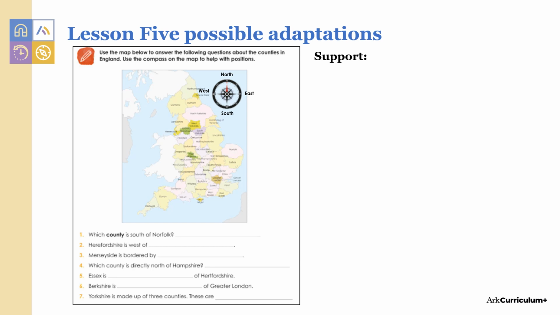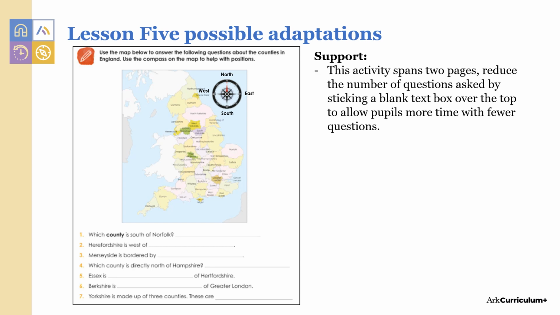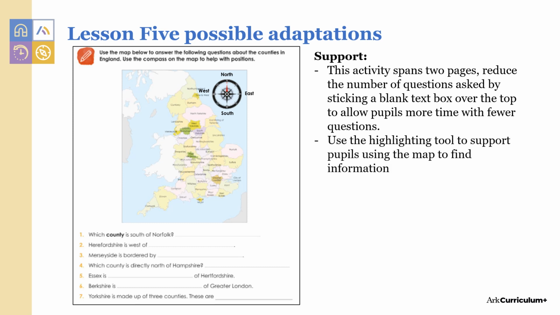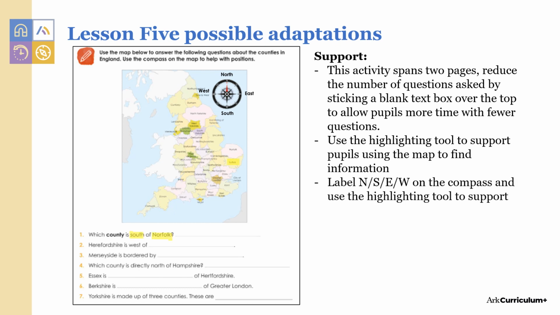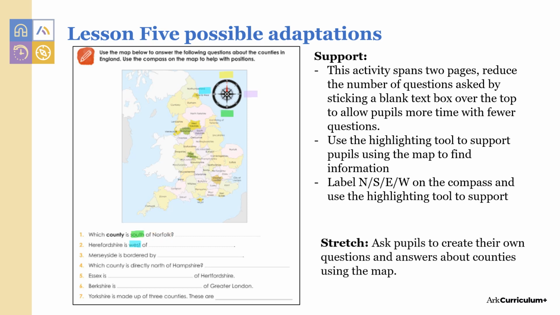For this activity, pupils need to use the map to answer the questions about the counties in England. They should use the map compass to help. This activity spans 2 pages. Reduce the number of questions asked by sticking a blank text box over the top to allow pupils more time with fewer questions. Use the highlighting tool to support pupils using the map to find information. Label north, south, east and west on the compass and use the highlighting tool to support. Stretch pupils by asking them to create their own questions and answers about counties using the map.